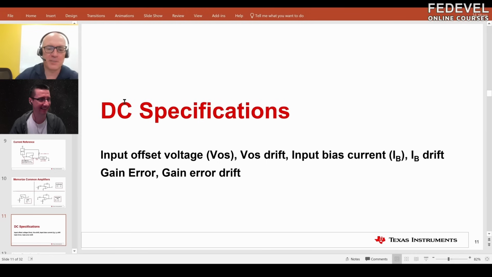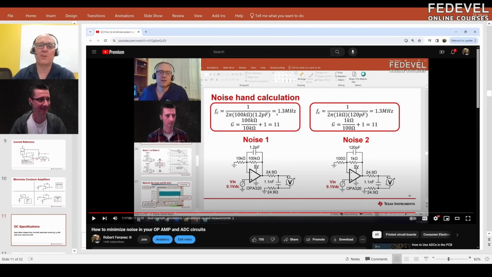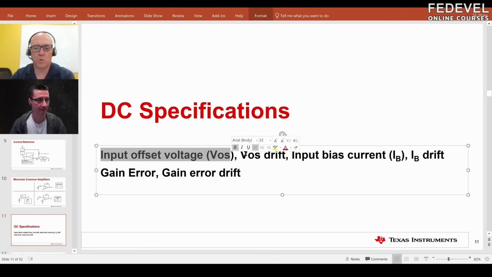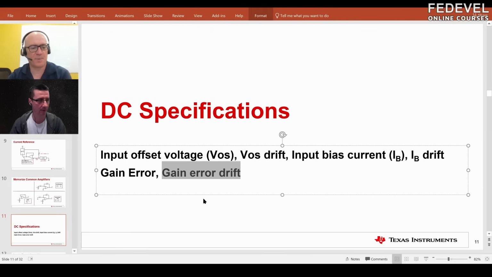So in a previous video we did, I talked about breaking the specs up. If you look at an op amp data sheet, there's a million specifications. And the first time I looked at one, I was like, holy moly, this is crazy. There's too much information here. And so if you break it into different categories, it helps you to understand the data sheet. The first category of specifications are what we call DC specifications: input offset voltage is one, input offset drift over temperature, input bias current, drift over temperature, and then finally the gain error is another spec.